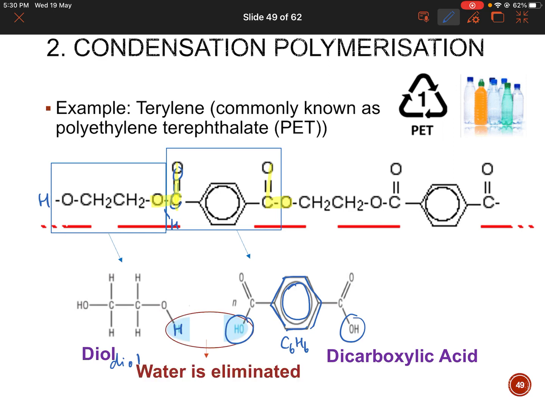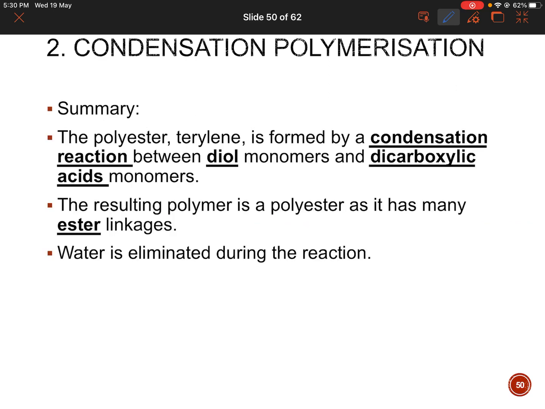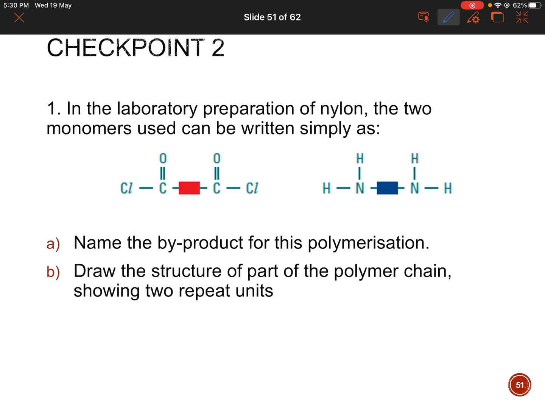And then water was eliminated. In summary, polyester is formed by condensation between a diol and a dicarboxylic acid, and it has many ester linkages, and water is eliminated. So let's do checkpoint 2.